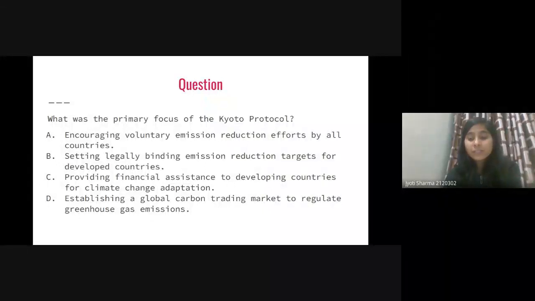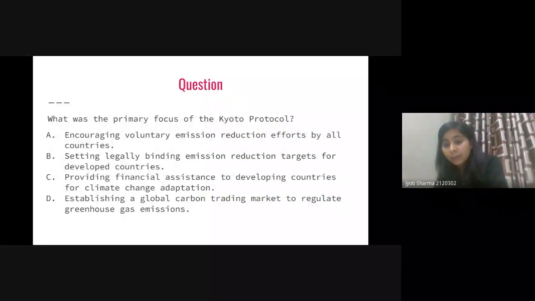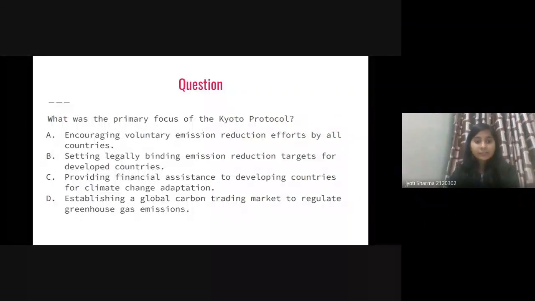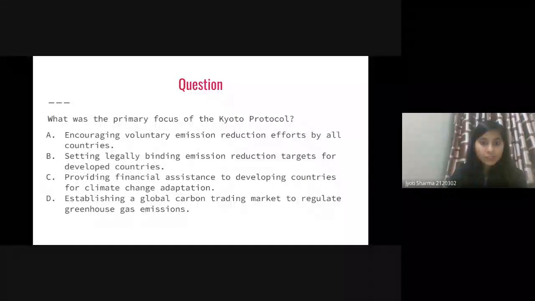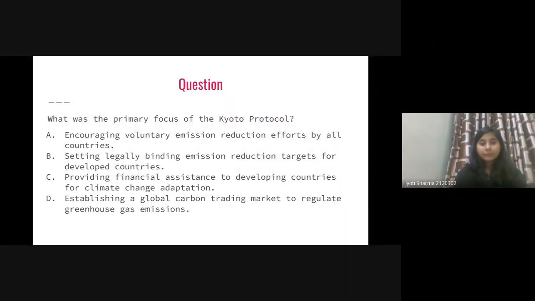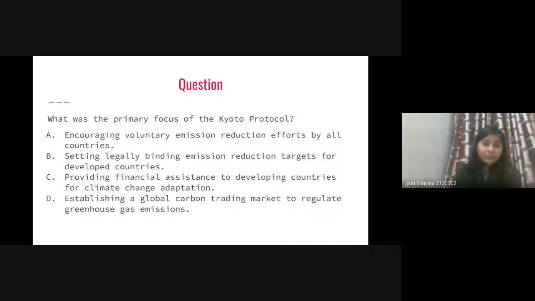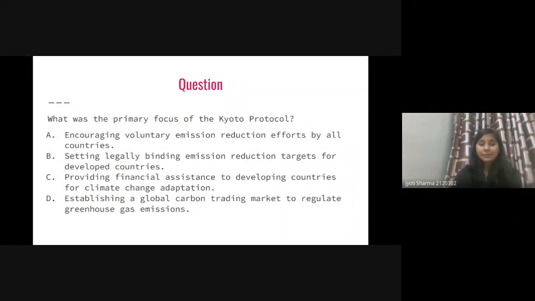So you have to tell me what was the primary focus of the Kyoto Protocol. Peter told me that Kyoto primary focus on greenhouse gas. Out of this four option, you have to tell me which answer is the right. Establishing a global carbon trading market to regulate greenhouse. This was not the primary focus. Primary focus was to set legally bind emission reduction target.